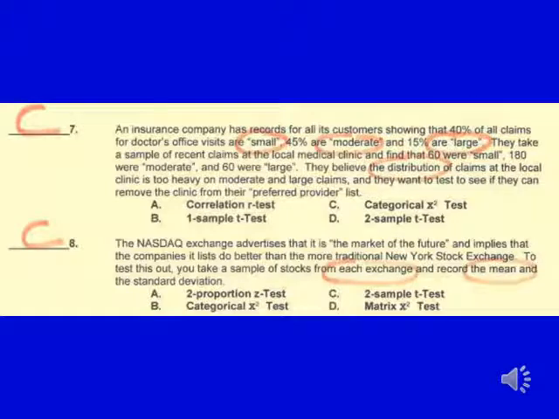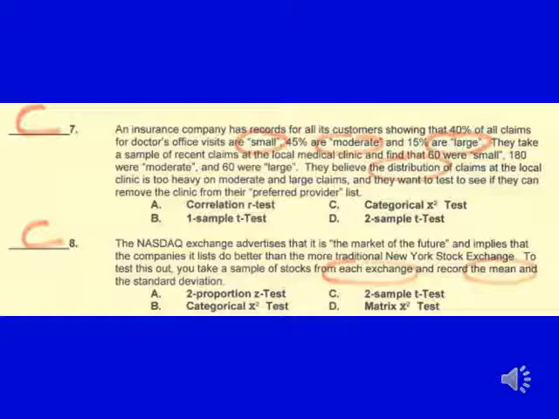So number 7, I circled small, moderate, and large. The reason I did that is it's showing me that we've got 3 different categories. There's also 3 different percentages given in this problem, and they want to see if this distribution is different from what it's supposed to be. Well, the 3 categories is why I know this is going to be a categorical chi-square test. Small, medium, and large insurance claims are just like different colors of M&Ms, so C.